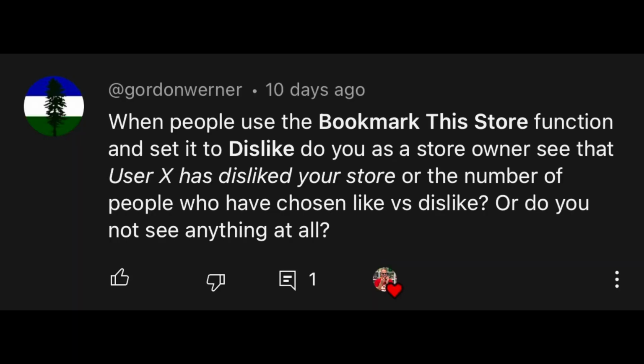First question is from Gordon, who actually I did a transaction with. That'll be coming up very soon. He says, when people use the bookmark the store function and set it to dislike, do you, as a store owner, see that user X has disliked your store, or the number of people have chosen to like versus dislike, or do you not see anything at all?